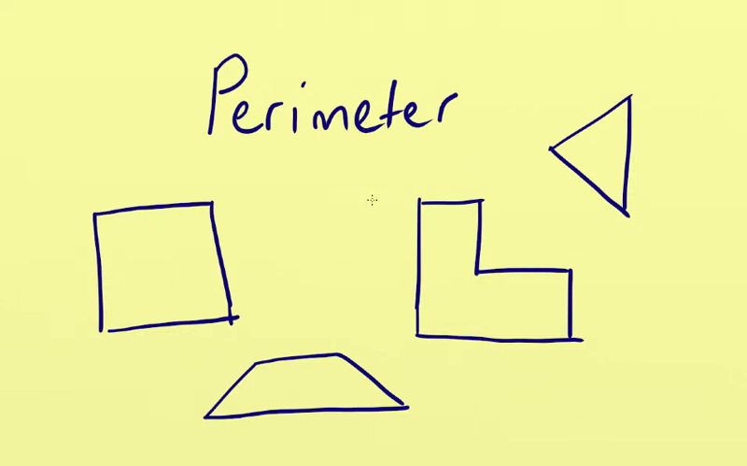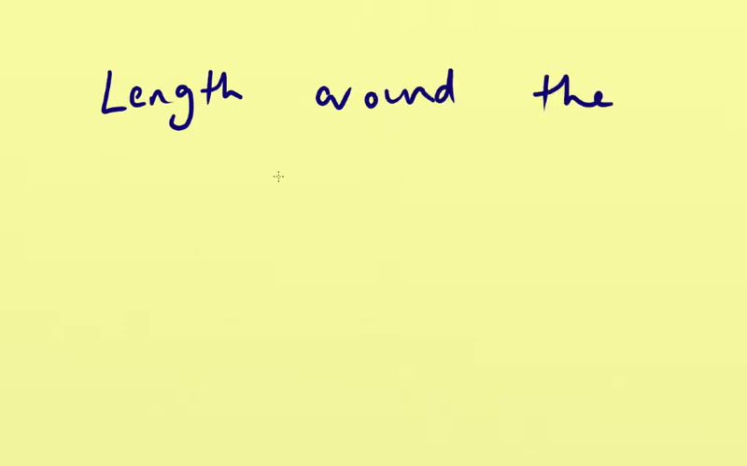Hello, in this video we're going to have a look at perimeter and how we work out the perimeter of a shape. So perimeter, the definition is the length around the outside of a shape.